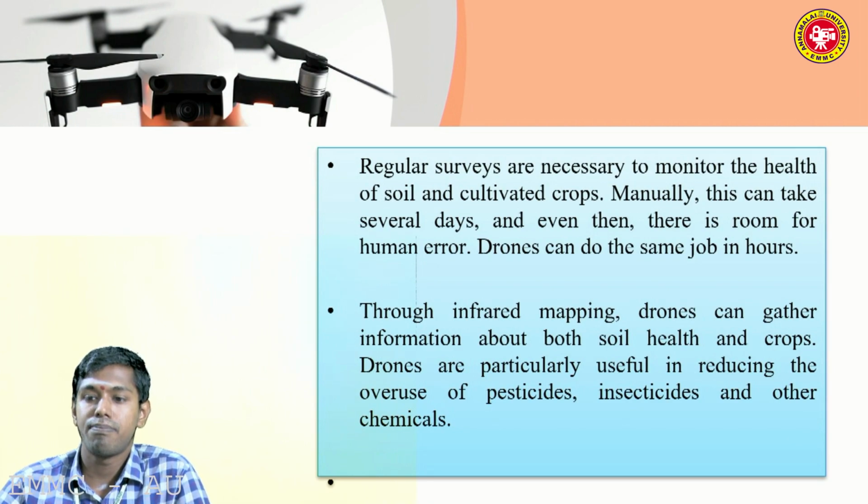Through infrared mapping, drones can gather information about both soil health and crops. Drones are particularly used in reducing the overuse of pesticides, insecticides and other chemicals, because overusing fertilizers and pesticides can also harm our crop environment. So by applying these in judicious amounts, the overuse of pesticides, insecticides and chemical compounds can be reduced.